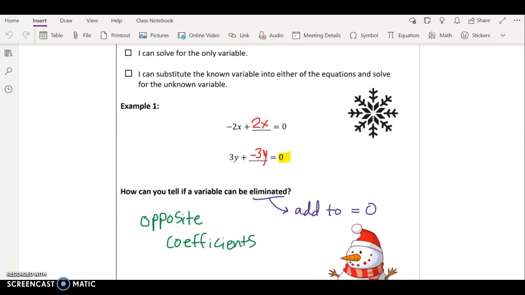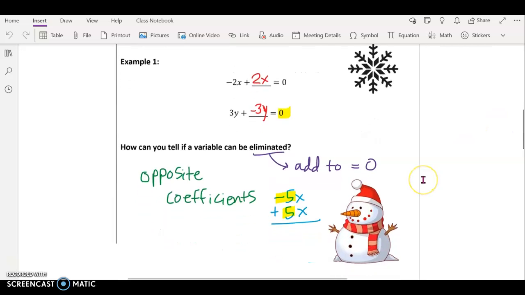So as another example, if we had -5x and we were adding +5x, notice that the coefficients, the numbers in front, we have -5 and we have +5. They are opposites of each other. And that's how we know that they are going to eliminate, because -5 and +5 add up to 0. Okay? And this is the basis behind the whole elimination method. We're going to eliminate one of the variables so we can solve for the other.